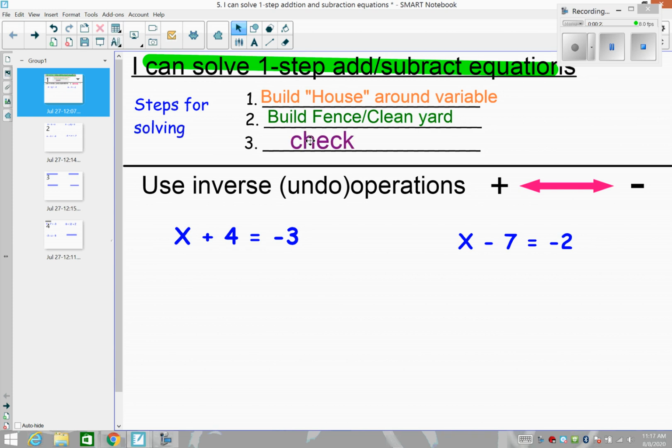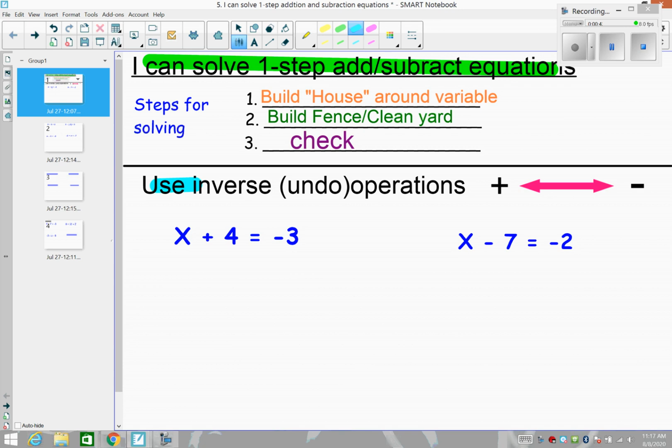On that third check step, we're basically going to check to see if the solution is correct, like we did in our last lesson. So we take the value, we plug it in. Does the left side equal the right side? Is it the solution of the equation? And we just practice that. So in our work today, we're just doing one-step equations with addition and subtraction.